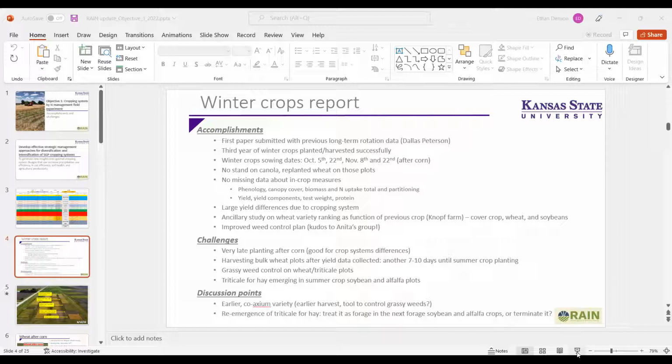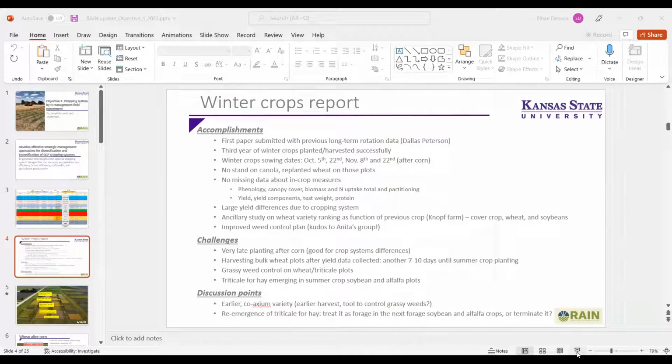One thing that affects the summer crop is harvesting of the bulk wheat. So for us, we go there and we collect data from a swath inside that plot, a 5-feet swath, whereas the plot is 40 wide. And then we have a commercial combine come back and cut the rest of the plot. And that sometimes takes 7 to 10 days. And so that's really delaying the summer crop planting more than it should.